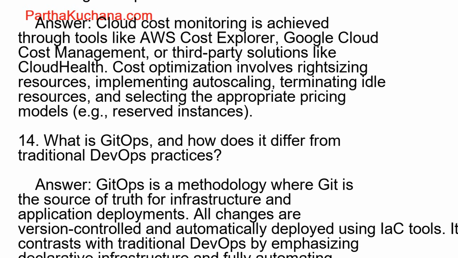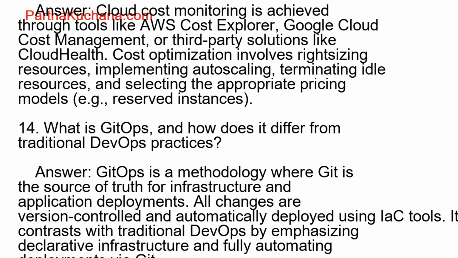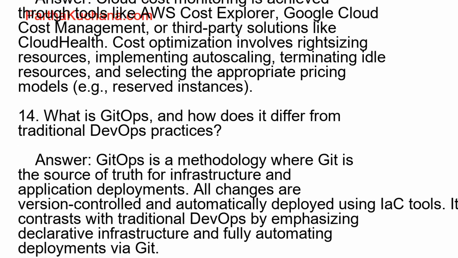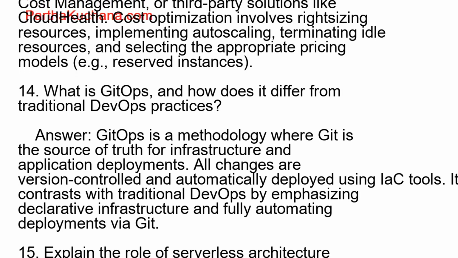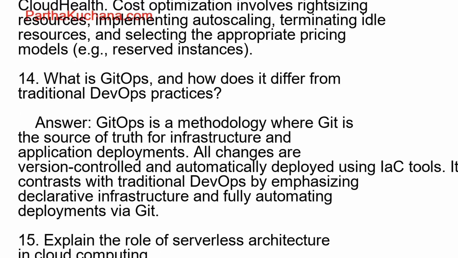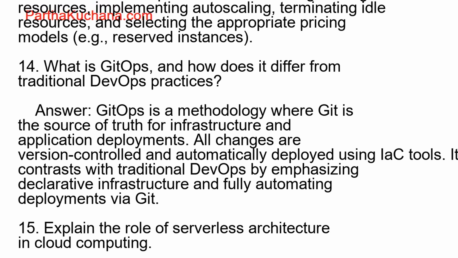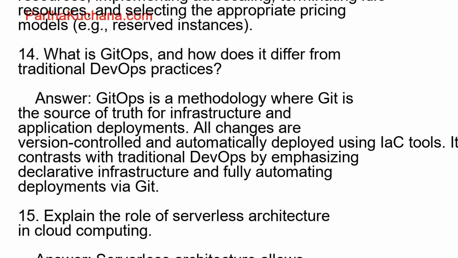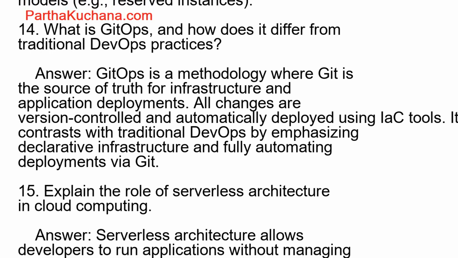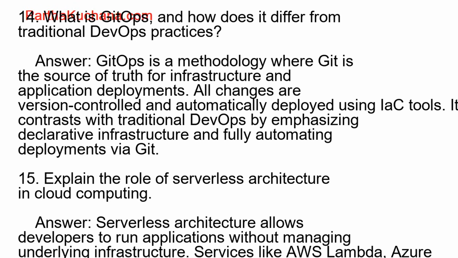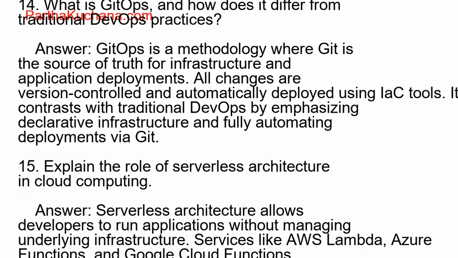15. Explain the role of serverless architecture in cloud computing. Answer. Serverless architecture allows developers to run applications without managing underlying infrastructure. Services like AWS Lambda, Azure Functions, and Google Cloud Functions automatically scale based on demand, reducing the need for provisioning and paying only for execution time.